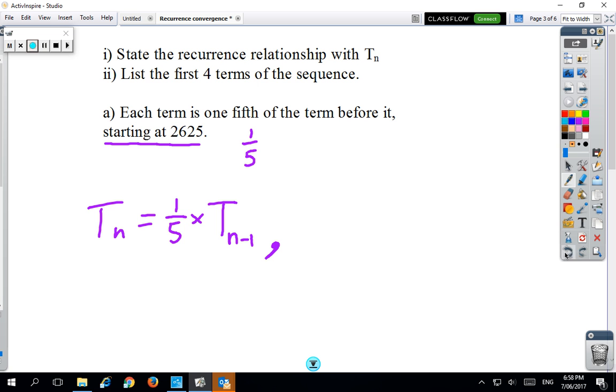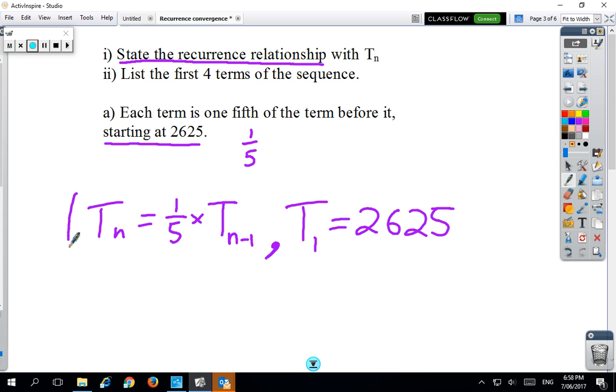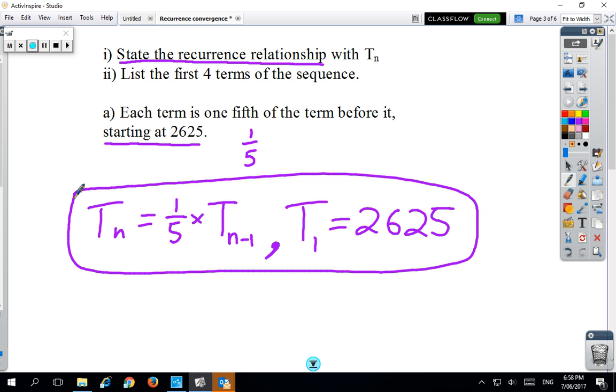Again, T1 is 2625. So again, that's stating the recurrence relationship. There it is there. Now we either make it or we're given it, but either way, once we've got it, we can use this recurrence relationship to find our 4 terms. We've got our first one, 2625.